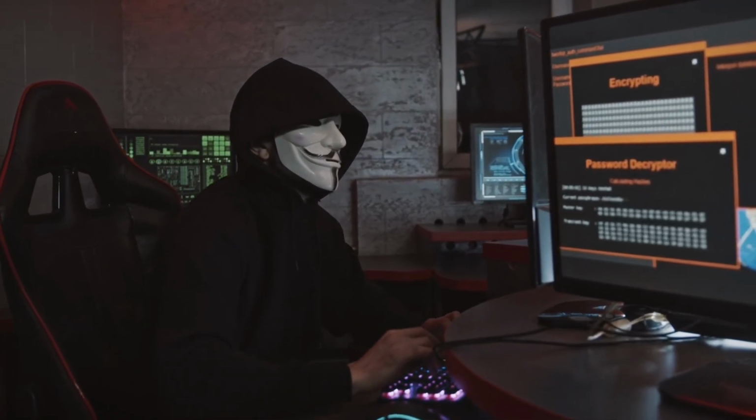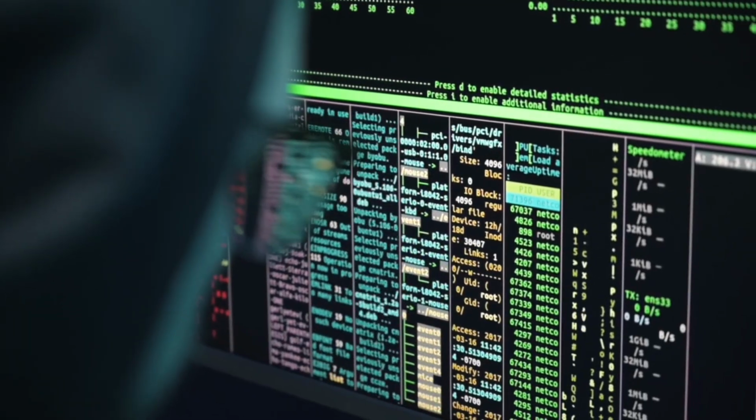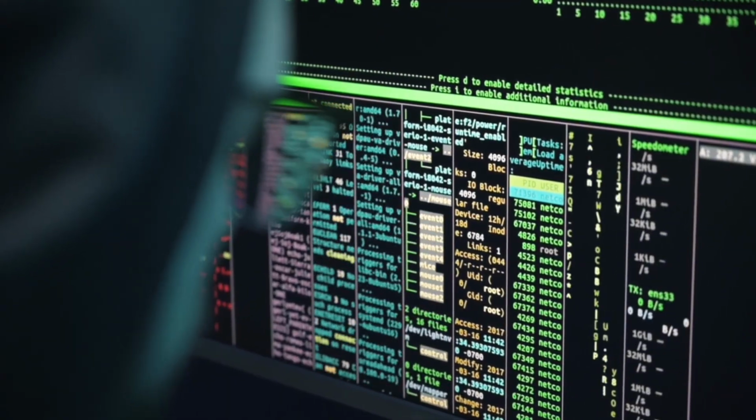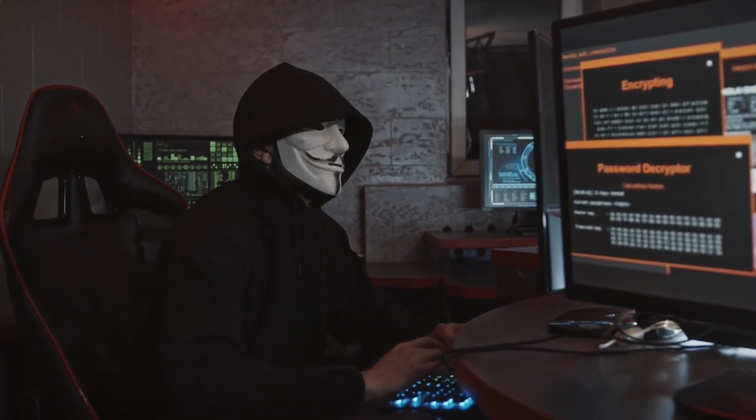Cyber terrorists seek to create fear and disrupt critical services. They may use destructive malware to damage systems or attempt to disrupt critical hospital operations, potentially affecting patient care.